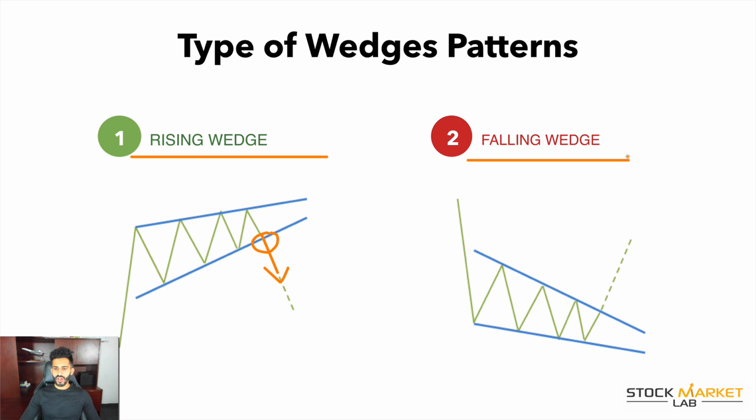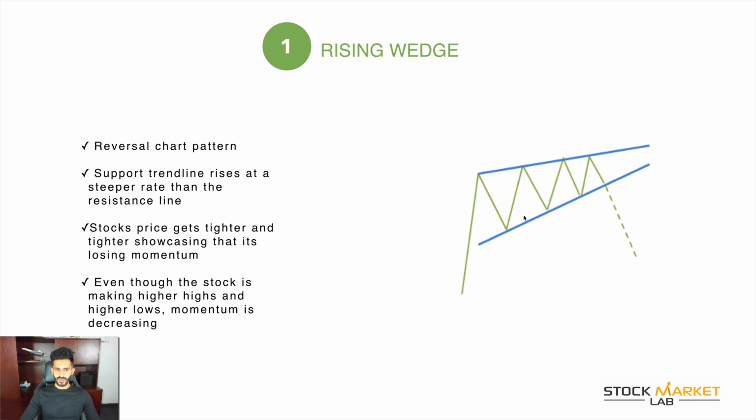We then have a falling wedge. A falling wedge is the opposite. The stock is on a downtrend. You can see the price forms between this wedge formation, and the price starts moving in smaller and smaller phases, right? So, a rising wedge is a reversal chart pattern.